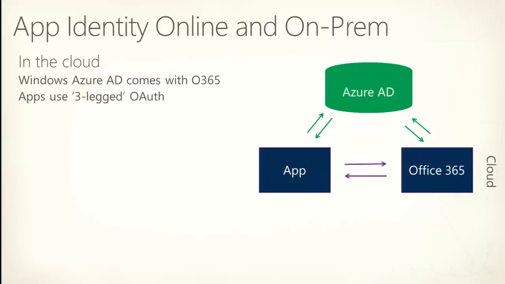All right, so app identity, that notion of the app principal, identifying Contoso Photo versus Rob, works both online and on-prem. And we separate out the three different scenarios into three different cases. The first one we talk about is the online scenario. We talk about in the cloud.